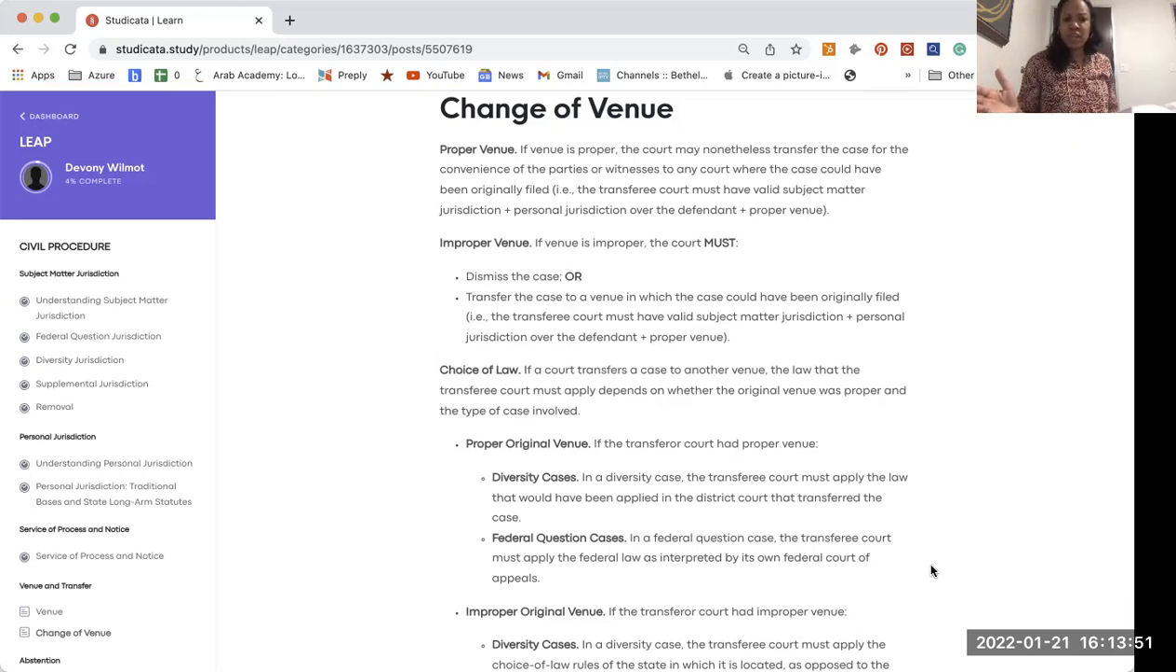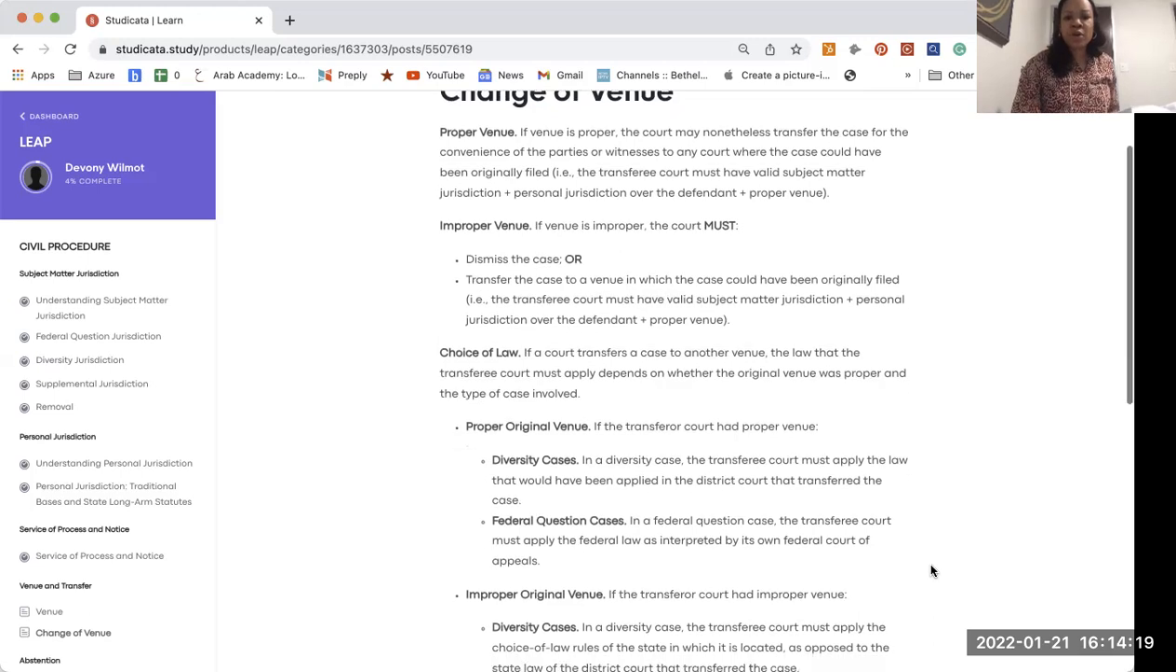Choice of law. If a court transfers a case to another venue, the law that the transferee court must apply depends on whether the original venue was proper and the type of the case involved. So choice of law. If a court transfers the case to another venue, so you're out of here, new venue, the law that the transferee court must apply depends on two things: whether the original venue was proper and the type of case involved.